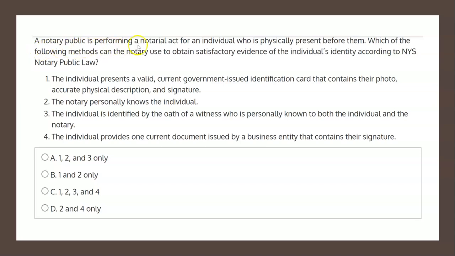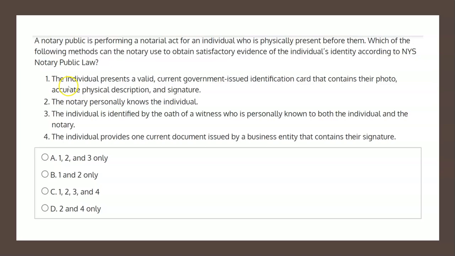A notary public is performing a notarial act for an individual who is physically present before them. Which of the following methods can the notary use to obtain satisfactory evidence of the individual's identity according to New York State Notary Public law? Let's have a look at these methods.